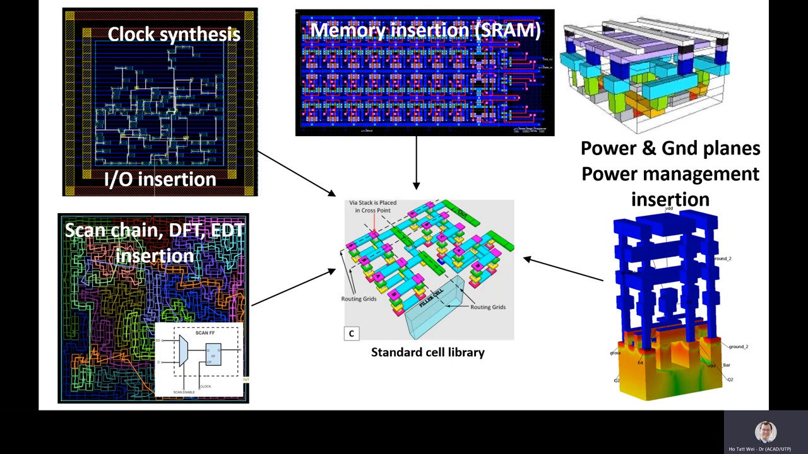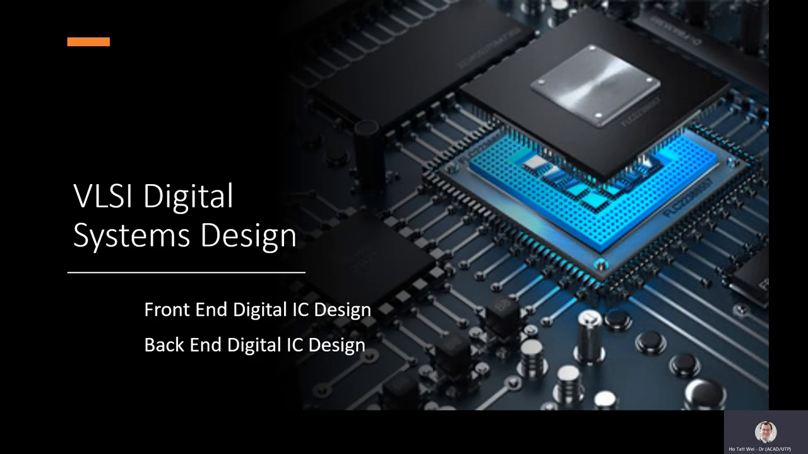Okay, with that, we have completed our introduction to the main steps in the design flow of VLSI digital IC design systems. There are two main design stages, that is the front end design as well as the back end design.